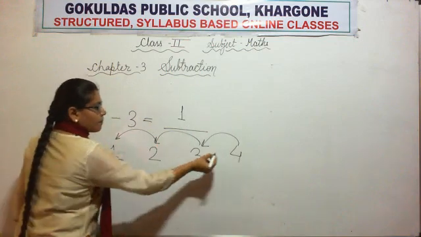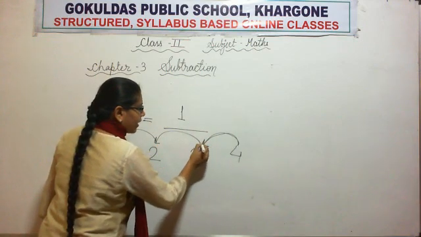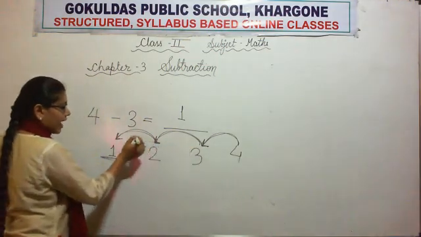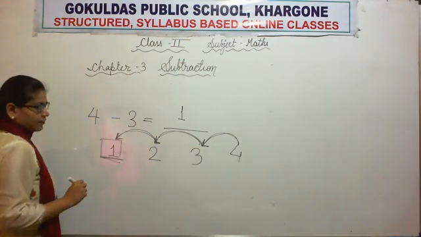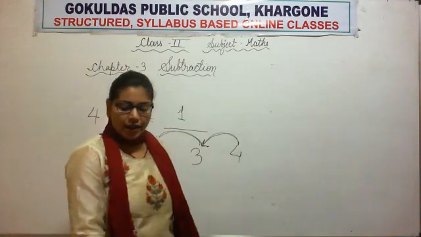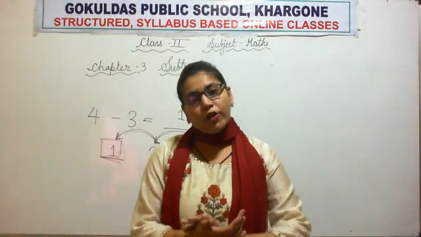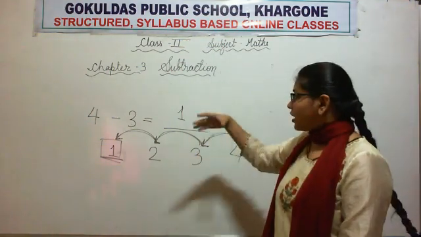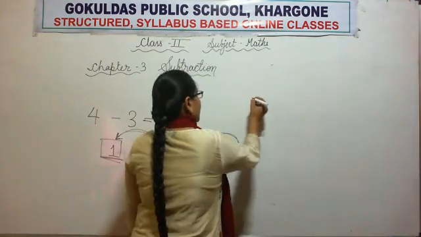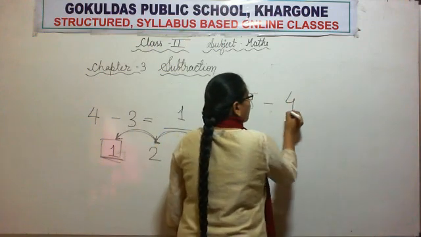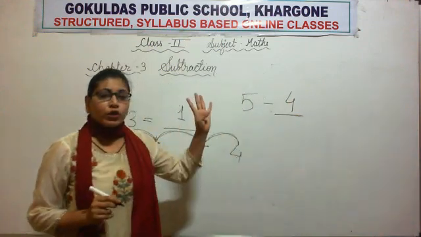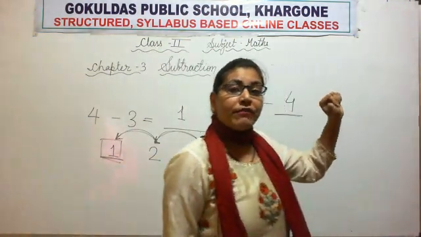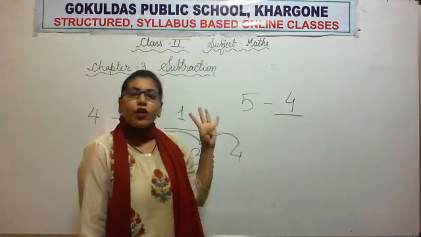See, by counting backward, we counted 3 times backward and got 1. We did it by books also, and we also got 1 as the answer. So I hope you got it. If we need to subtract 4, what will we do? We will count backward 4 times.